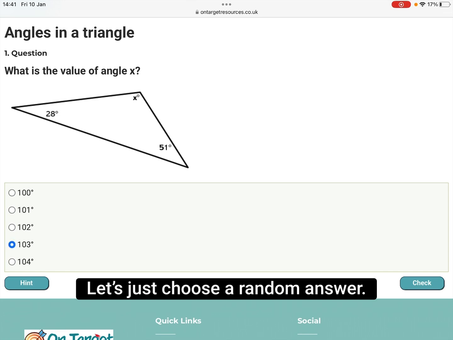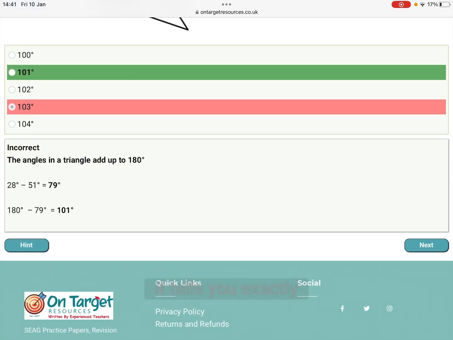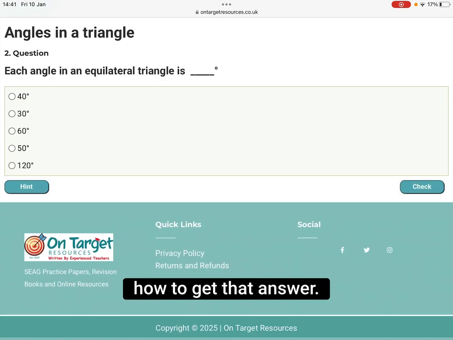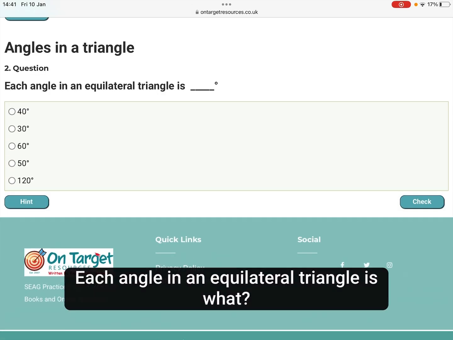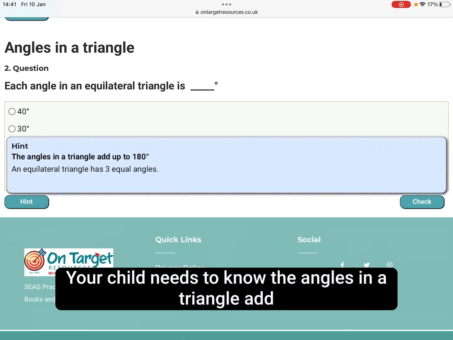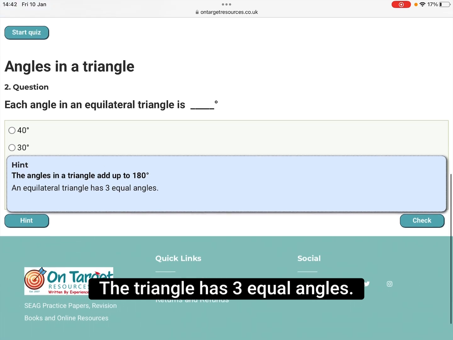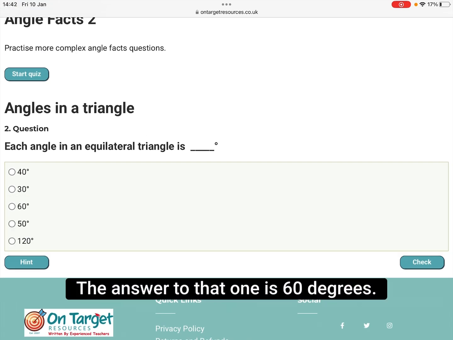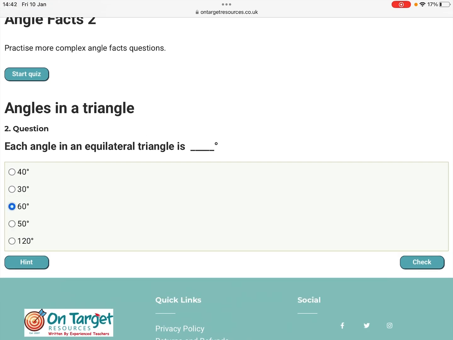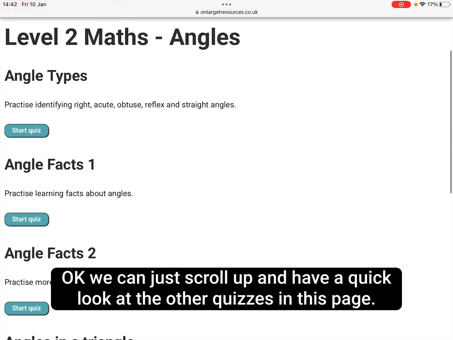Let's just choose a random answer. The answer was 101, and it tells you exactly how to get that answer. Each angle in an equilateral triangle is... Your child needs to know that the angles in a triangle add up to 180, and an equilateral triangle has 3 equal angles. So the answer to that one is 60. And check. Okay, we can just scroll up and have a quick look at some of the other ones.